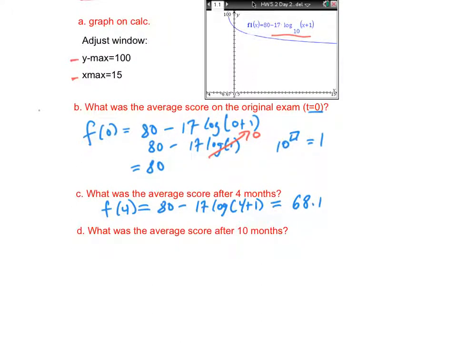And what was the average score after 10 months? Now we're going to say t equals 10 here. So we're going to find f of 10, which is 80 minus 17 log of 10 plus 1, or log of 11, and that is 62.3.